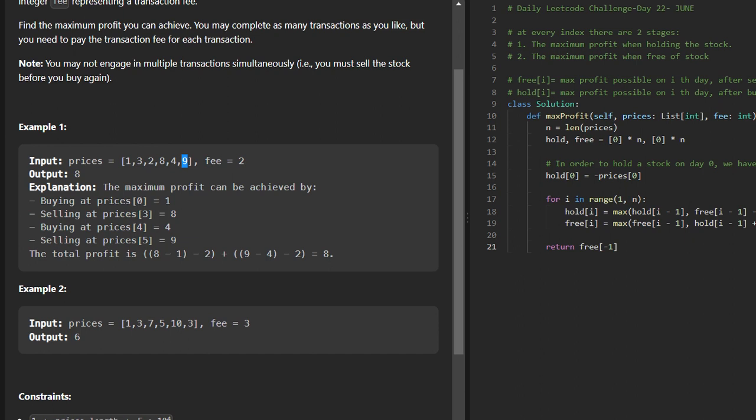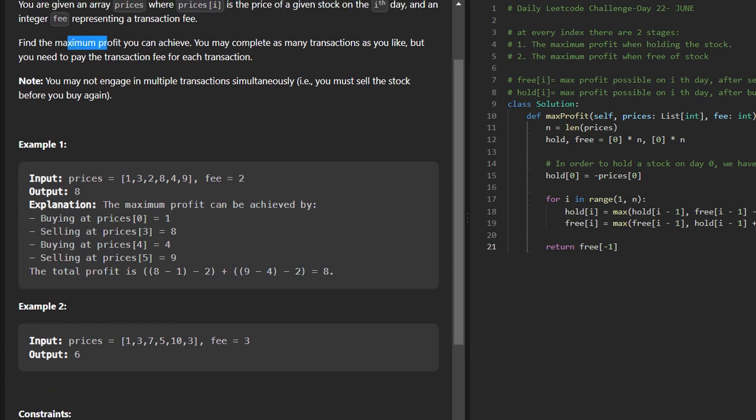Okay, so I bought it for 1, I'm selling it at 9. So what is the profit? I'm going to have a profit of 9 minus 1, which is equal to 8. But since I've completed one transaction, I will have to pay this fee. So what is the profit? 9 minus 1 minus 2, that is 9 minus 3, which is 6. So okay, that is a profit. So they are now asking us to find the maximum profit we can achieve.